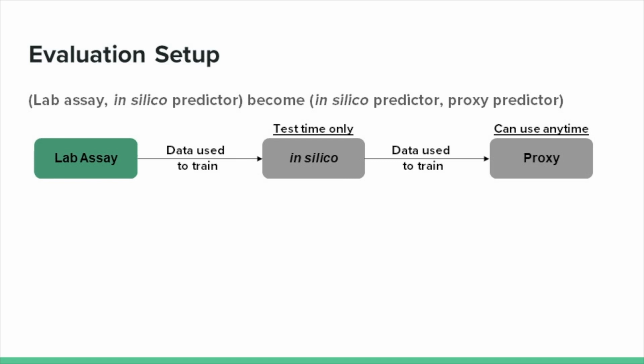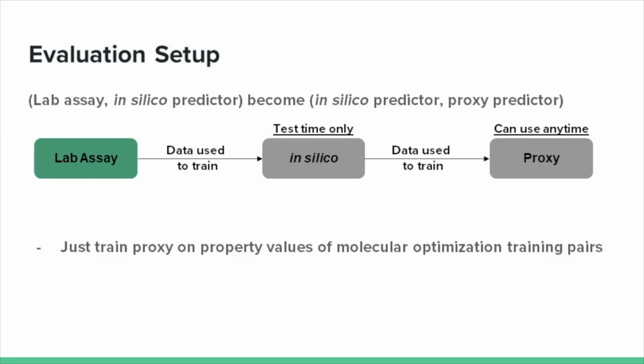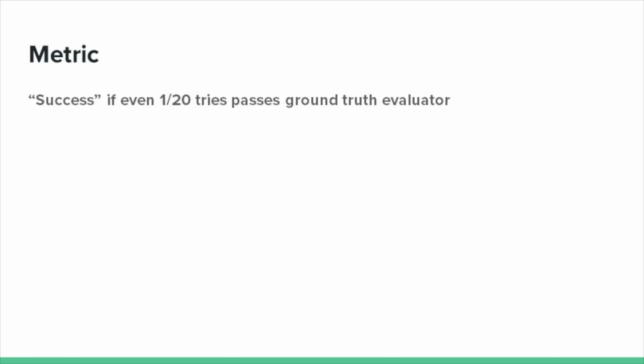And then our evaluation setup is designed to mimic this real-world setting as much as possible. Since we don't have access to the lab assay, we treat an in silico predictor from prior work as our ground truth, which we're only allowed to use at test time. Then for our cheap predictor that we're allowed to use anytime, we construct a proxy predictor, which is trained on the output values of the pre-existing in silico predictor. And actually, we don't need any data on top of the molecular optimization dataset of input-output pairs that we already had. We just train our proxy predictor on the pre-existing predictor's values for the molecules in our molecular optimization dataset. Since if you think about it, you needed those property values to construct those input-output pairs in the first place for your molecular optimization dataset.